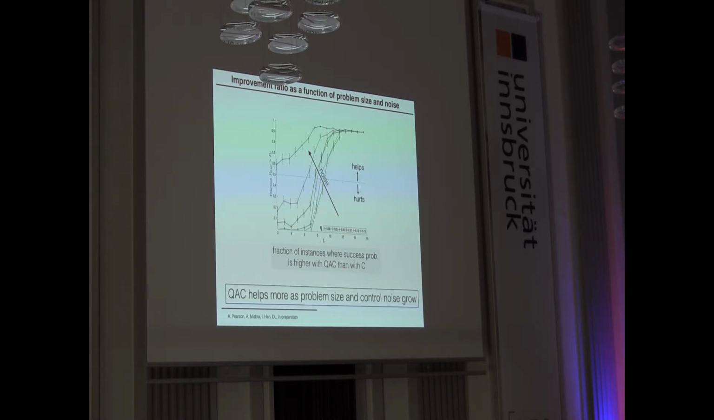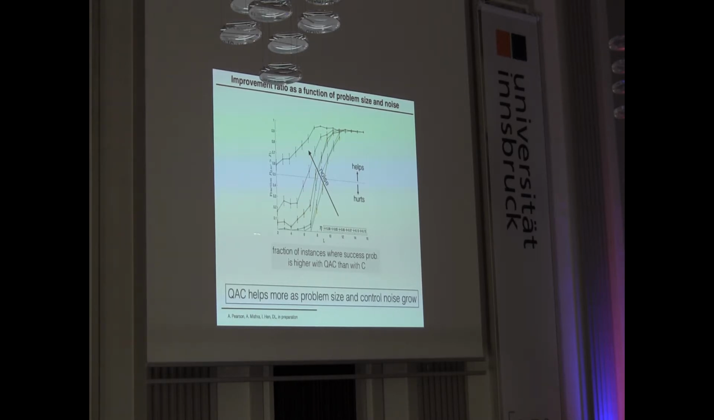So first, let's look at it in terms of the fraction of instances where the success probability is higher with the scheme than without the scheme. That's exactly this fraction as a function of size. And the different colors represent different noise. Going in this direction, we add more noise. These are all the combinations we tried: add 0 noise, 3%, 5%, 7%, 10%, 15%. If the fraction of instances is larger than 0.5, then the scheme helps. If it's lower, then the QAC scheme hurts relative to doing the simple classical repetition.